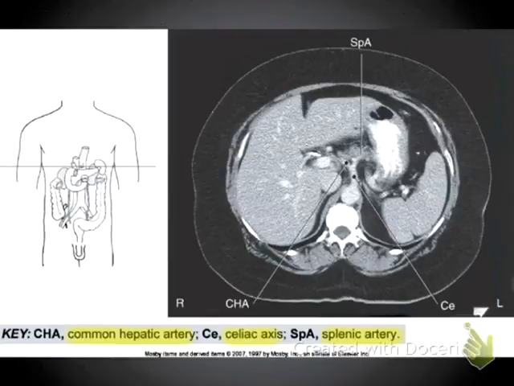This image hopefully will be a little more clearly defined for you. We have the portal vein here, inferior vena cava here.